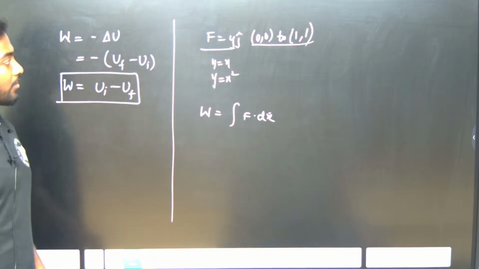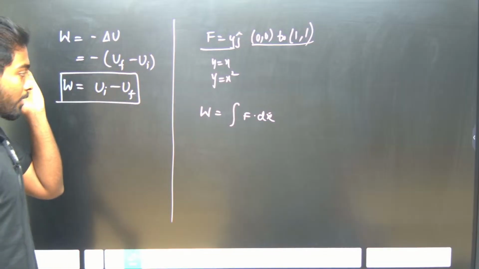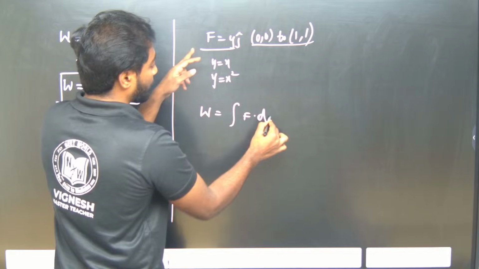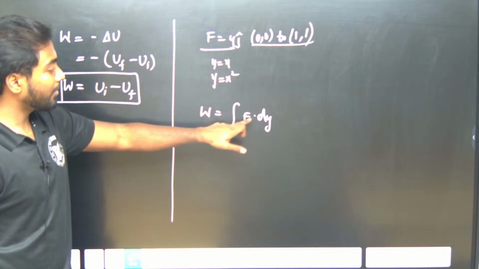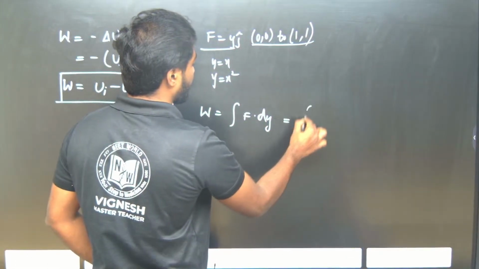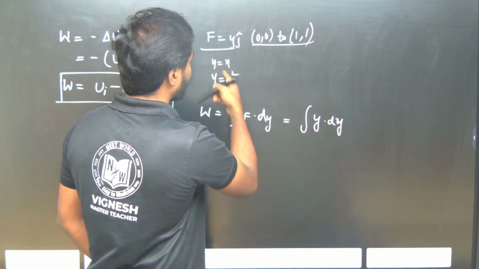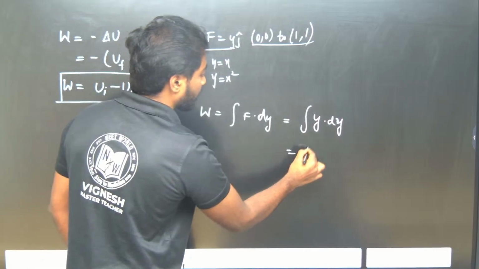So I am taking this y in terms of x only, so that is why I have taken this dx. Otherwise, if we talk about the force which is nothing but y, I would take dy. Now if we substitute y as x, I need to take it as dx, which equals the integral of y dot dy. Now what is y? x. So I need to integrate with respect to x.